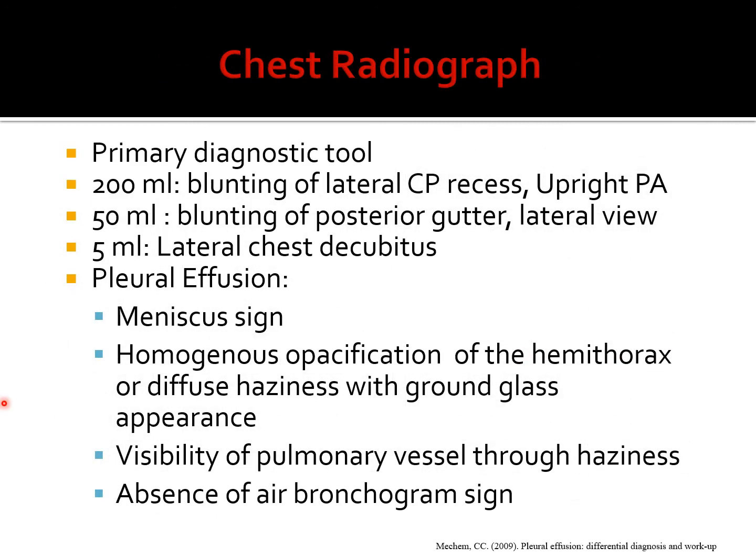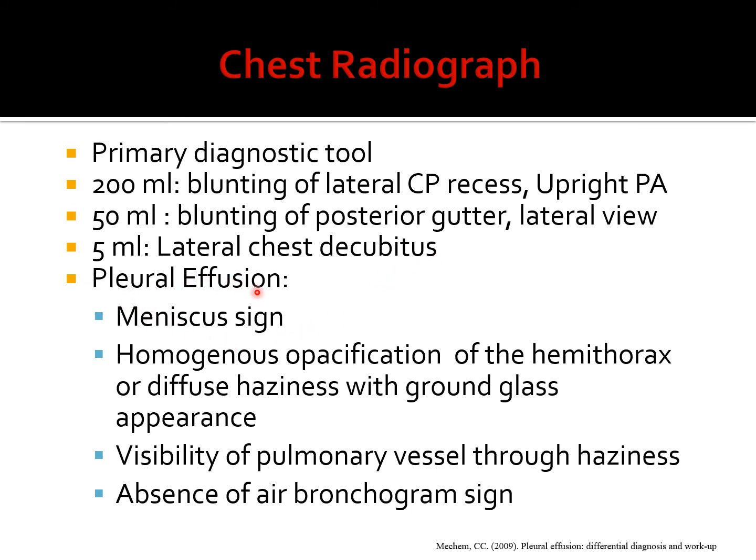Chest radiograph, that is the primary diagnostic tool. 200 ml of fluid causes blunting of the lateral CP recesses in an upright PA projection. You do not see the blunting of the costophrenic sinuses in cases of the supine position because the fluid distributes at the back of the patient. 50 ml causes blunting of the posterior gutter in the lateral view, and 5 ml is positive on the lateral chest decubitus as a ribbon-like density.